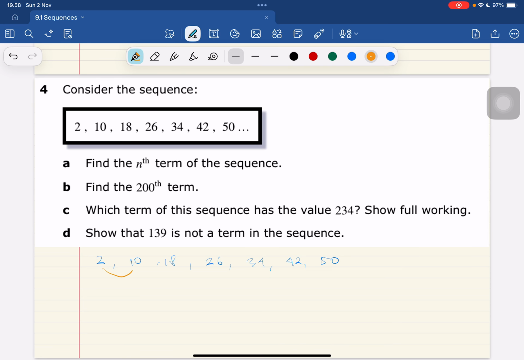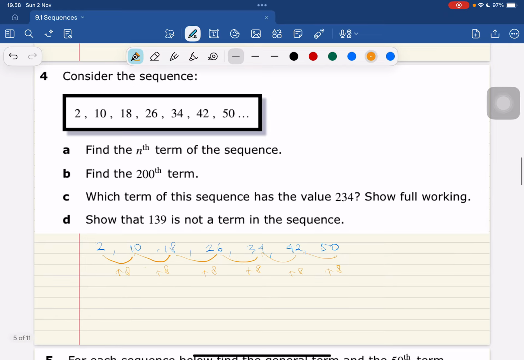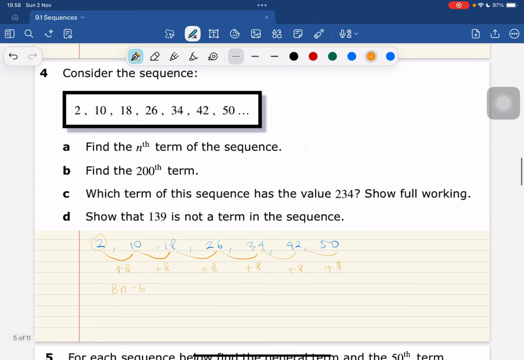So let's find the difference. It is not 6, it is 8. So plus 8, here also plus 8, here also plus 8. All of them are plus 8. So to make it 2, we can make it 8n and minus 6. Okay, we got it. So 8n minus 6.